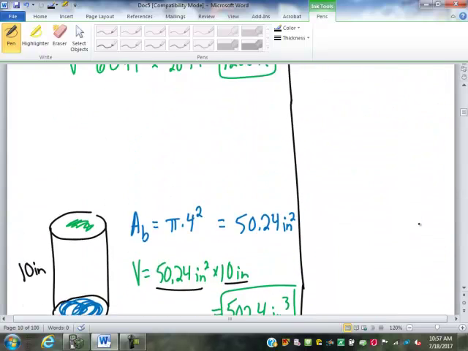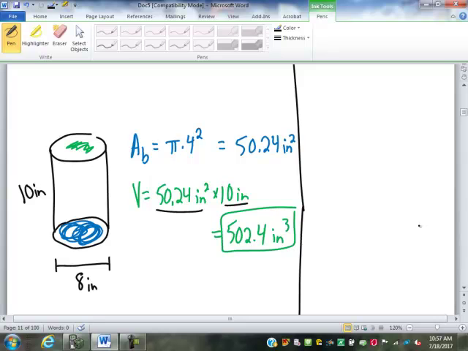Okay. Let's look at our cylinder. We have the area of our base of 50.24 square inches. And there is a second base on top that's identical to it.